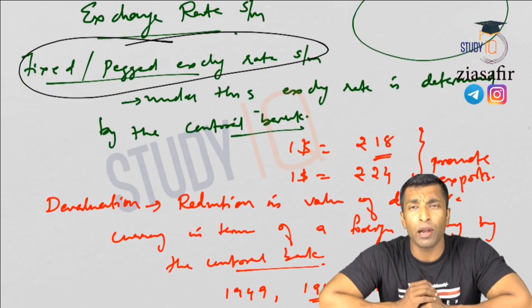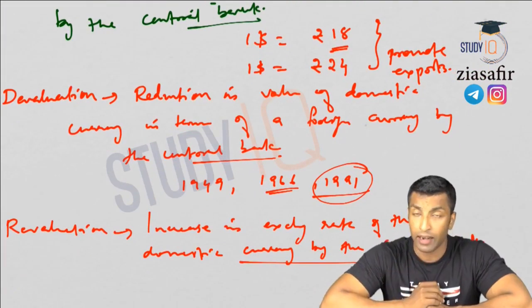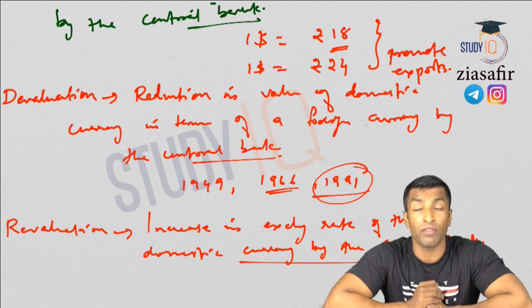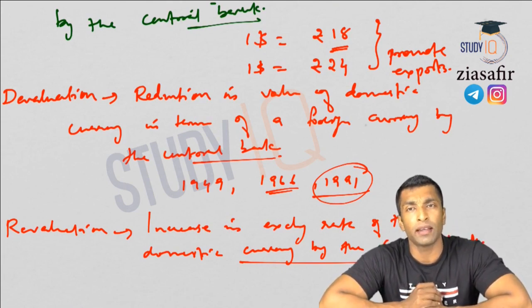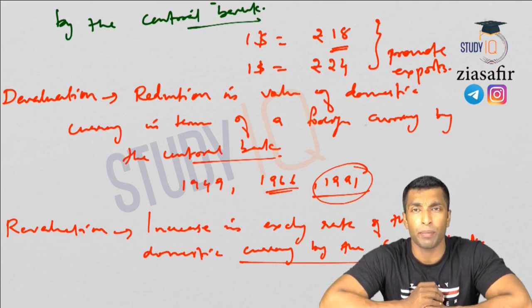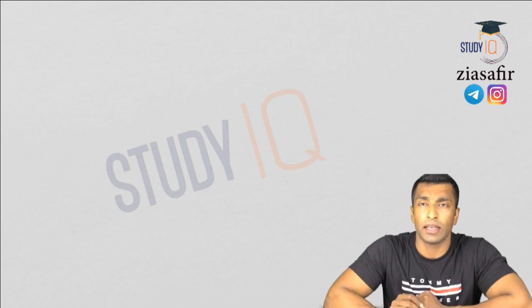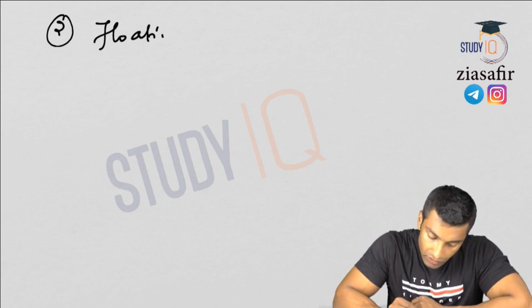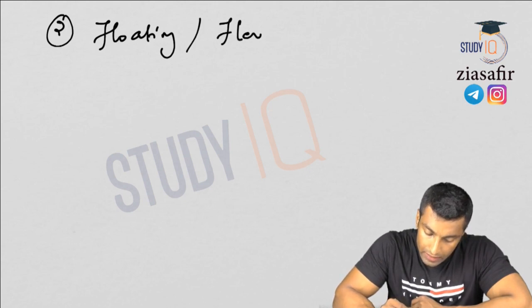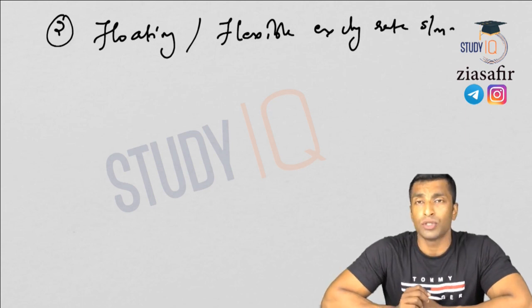And we have devalued 3 times: 1949, 1966, and 1991. After that we cannot go for devaluation because we have changed our system, so depreciation and appreciation will happen automatically. Next we will talk about the next exchange rate system, that is the floating or flexible exchange rate system. Let me write it down.